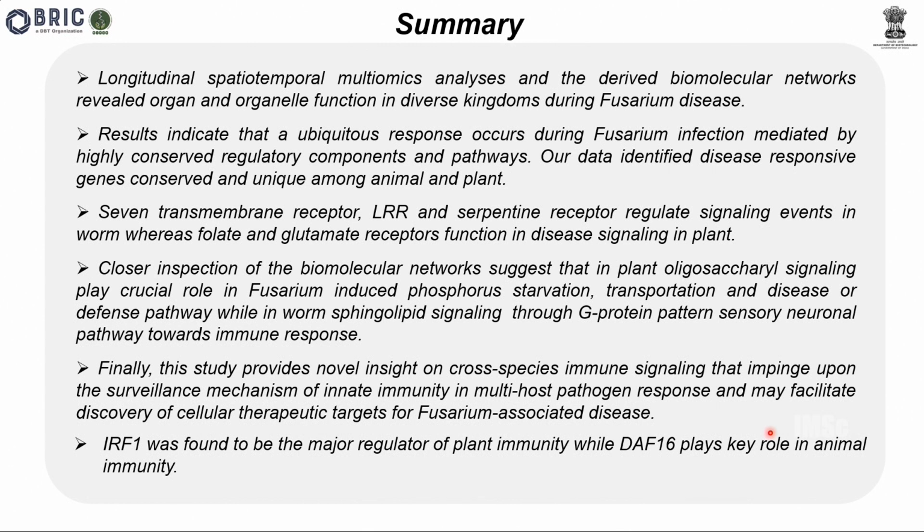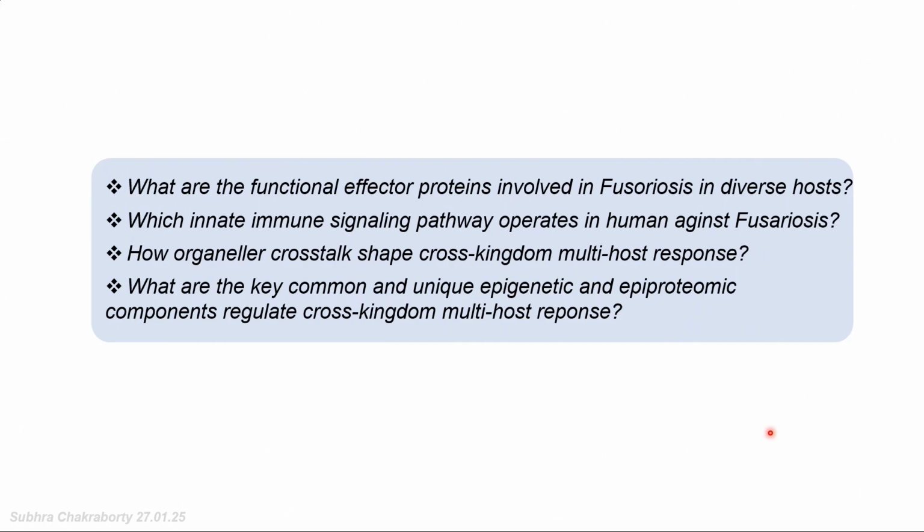Fusarium. And finally we came up with this IRF1 as a major regulator of plant immunity against Fusarium for chickpea, whereas DAF16 played a major role in case of the worm. So with that I would leave you with some questions that in the lab right now the students have been working on: what are the functional effectors. Effectors are those proteins from a pathogen, in this case the Fusarium protein, which can make the disease, and there can be PAMPs, there can also be effectors. So we have been developing an effectoromic study against Fusarium.